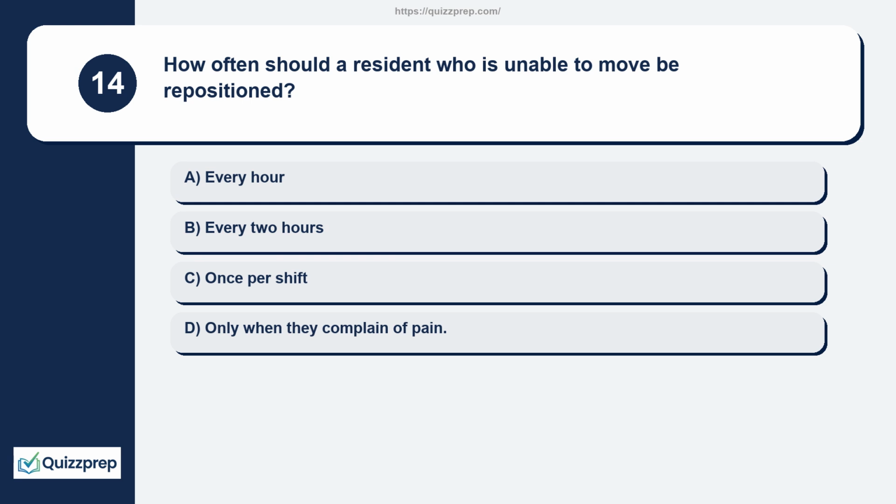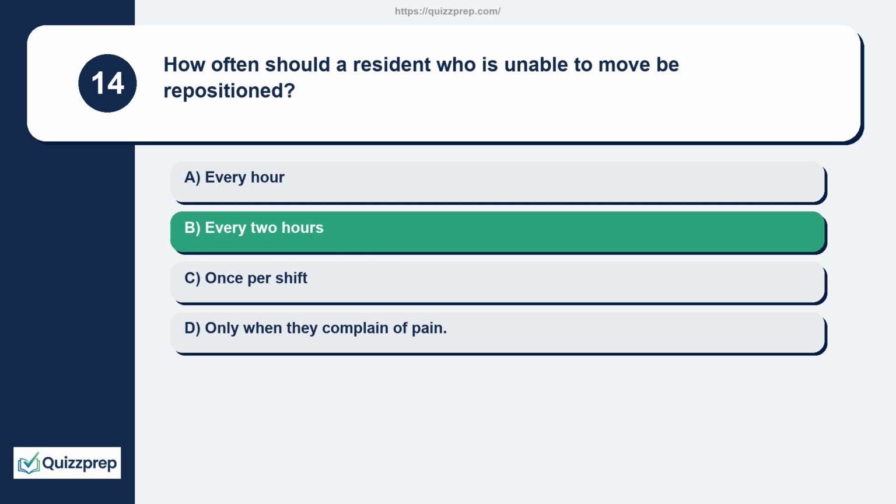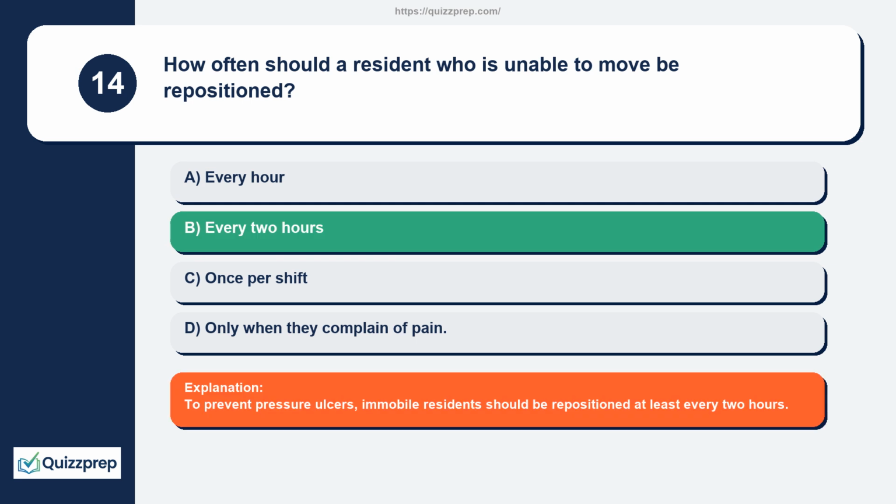Question 14. How often should a resident who is unable to move be repositioned? Every hour, every 2 hours, once per shift, only when they complain of pain. To prevent pressure ulcers, immobile residents should be repositioned at least every 2 hours.